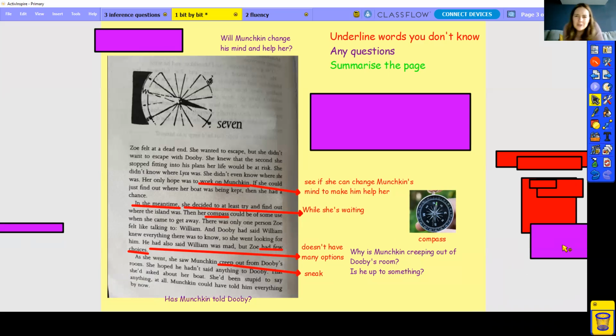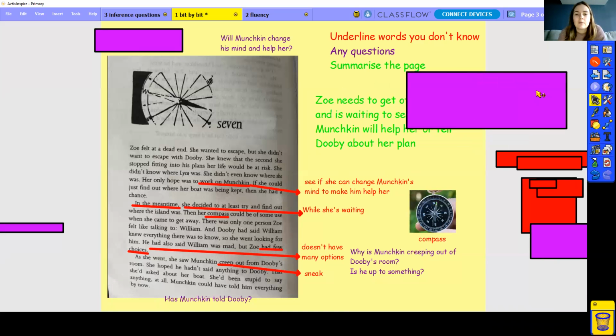What other question have we got? Why is Munchkin creeping out of Doobie's room? This is something I was wondering. It says here, as she went, she saw Munchkin creep out of Doobie's room. Now, to creep means to sneak, meaning that you're trying not to be caught. If Doobie knew that Munchkin was in his room, there would be no reason to sneak. So why is he sneaking? That suggests to me that perhaps he is up to something. Is he doing something he's not supposed to be doing? Something that will make Doobie cross when he finds out, I wonder.